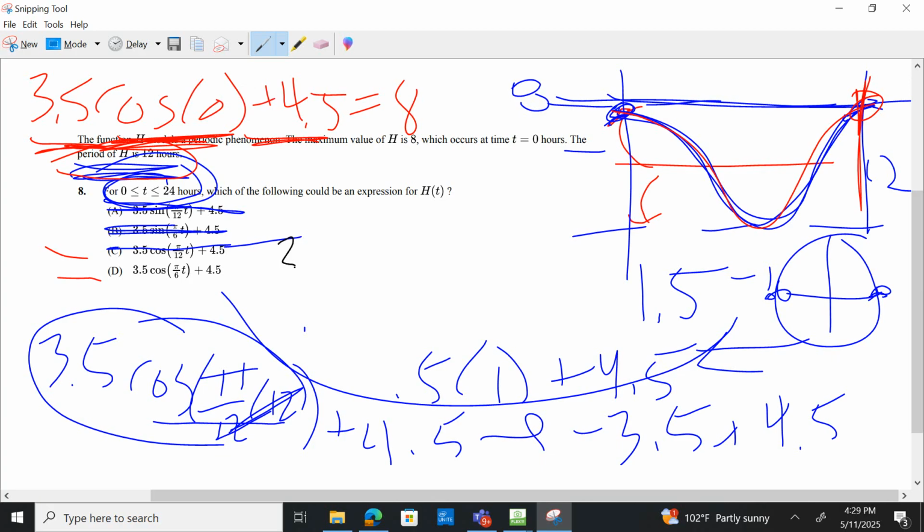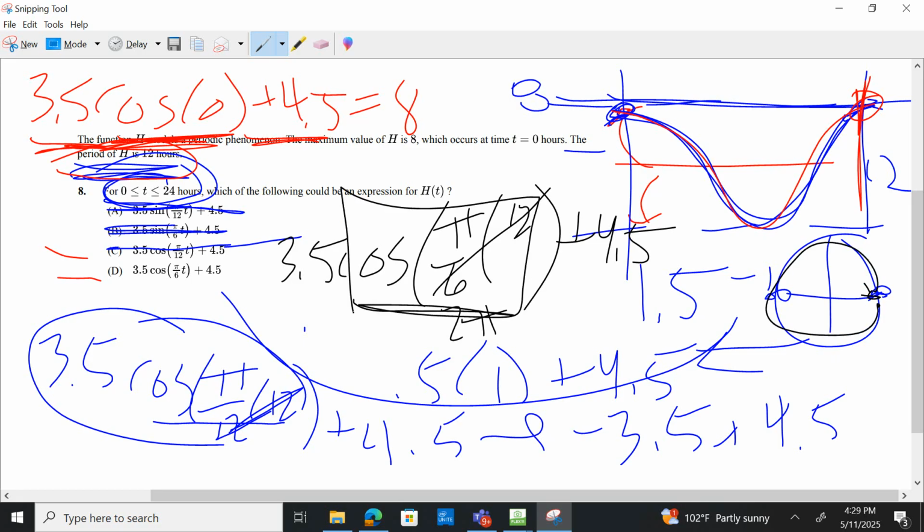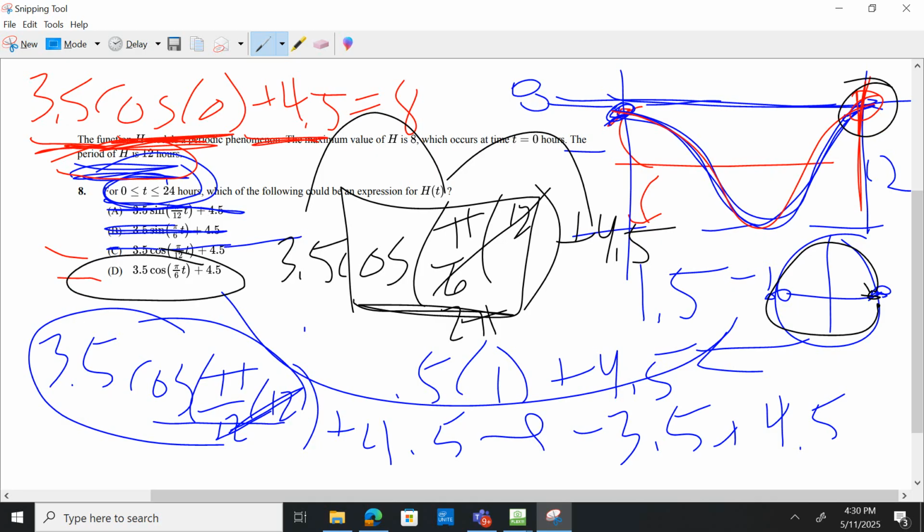Okay, let's try 3.5 times the cosine of pi over 6, times 12, plus 4.5. Oh, this is going to be the answer, because these simplify to 2 pi. So I'm asking myself, what is the cosine of 2 pi? It's the same as the cosine of 0. It's a 1. So when I plug in t equals 12, I get 1. 1 times 3.5 is 3.5, plus 4.5 gives you an output of 8. And that's why I achieve an answer of D.